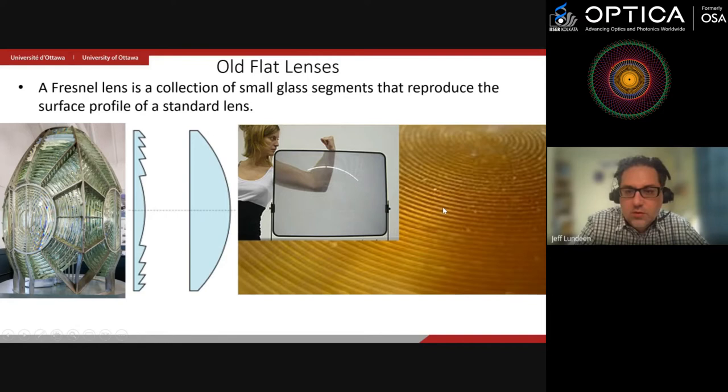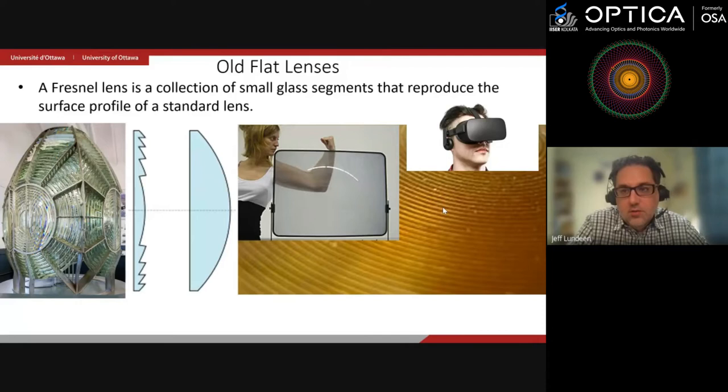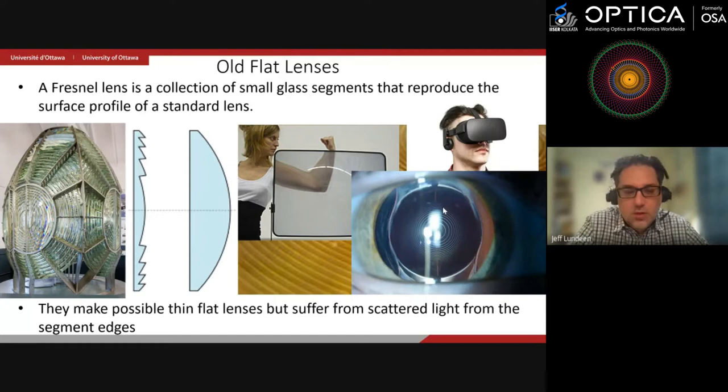Nowadays, they show up in VR goggles because you don't want your lens to take up too much room. It would make your VR goggle very thick. And incredibly, they show up in contact lenses. They're actually quite common now in contact lenses. So the contact lens is still a lens, and then they put a Fresnel lens on top of the contact lens just to make small corrections to the focal length of the contact lens. So these are great, but they do suffer from scattering of light by the edges of the surface profile.